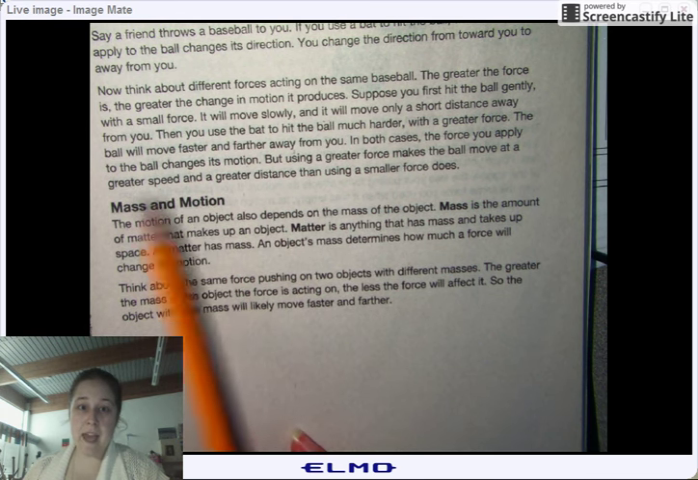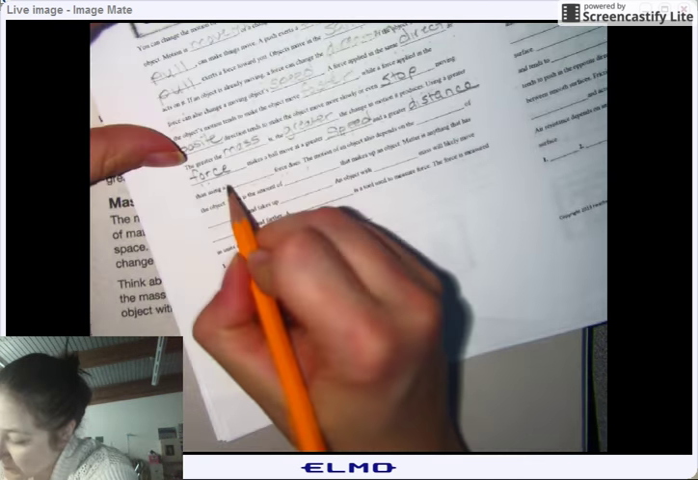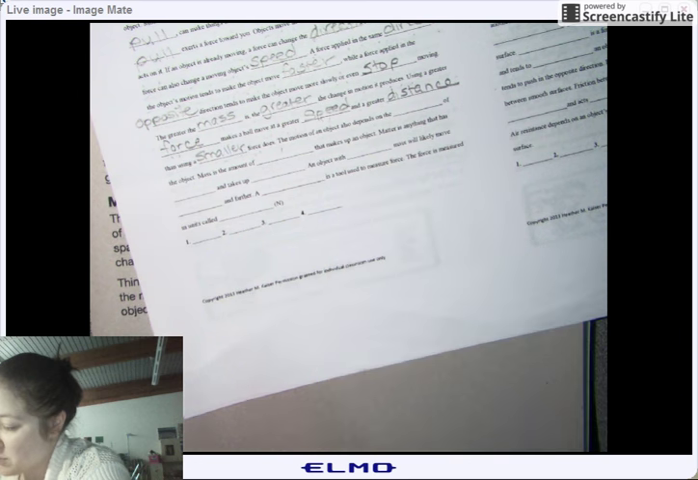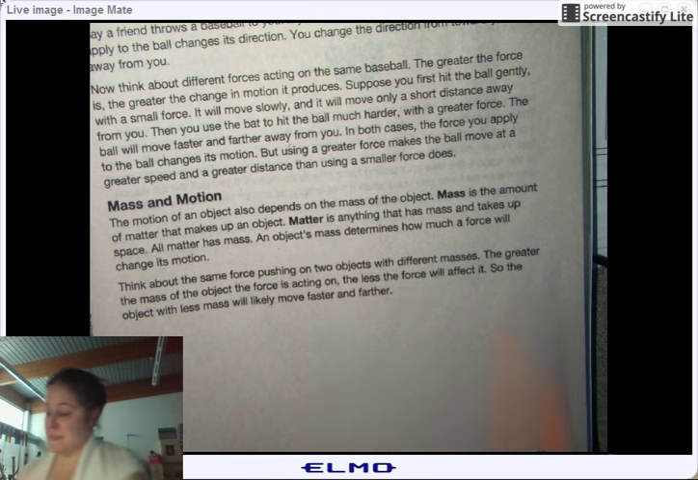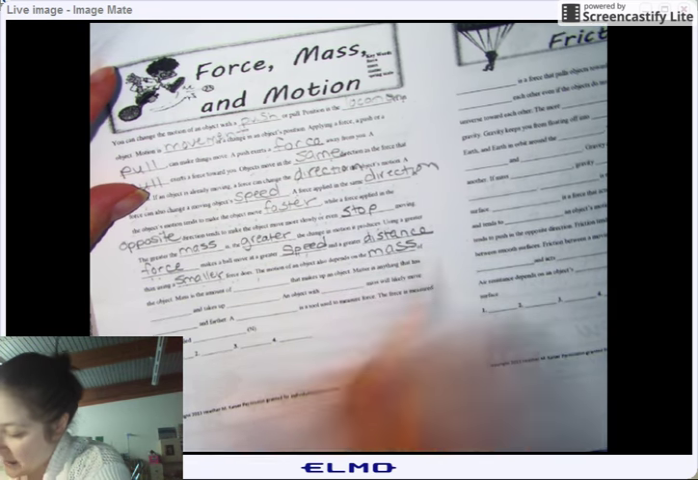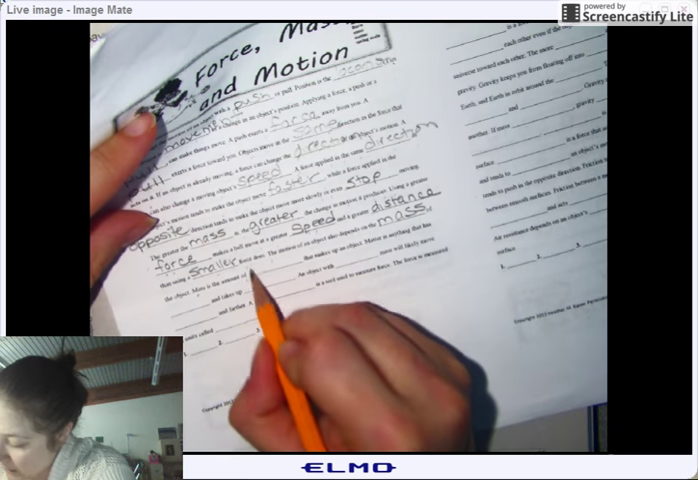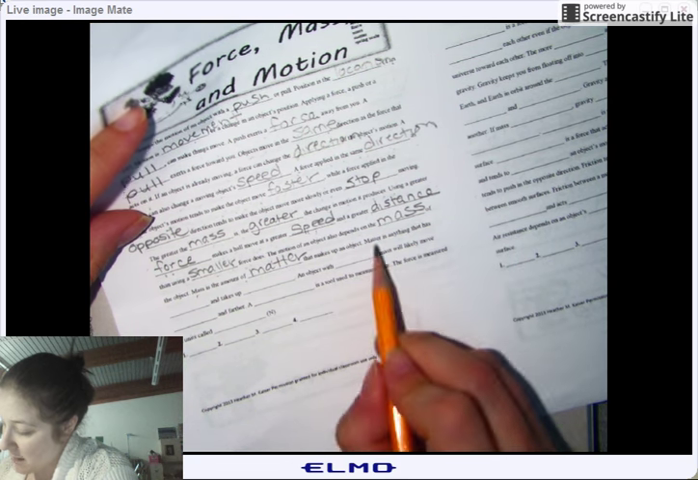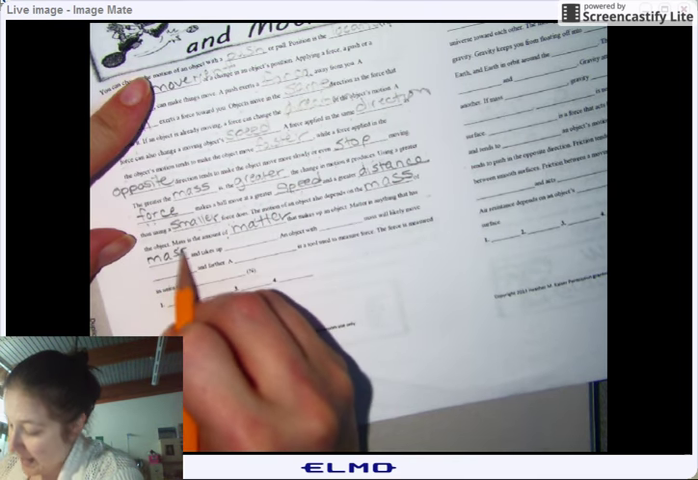Right here, the greater speed at a greater distance than using a smaller force does. The motion of an object also depends on the mass of an object. Mass is the amount of matter that makes up an object. Matter is anything that has mass and takes up space.